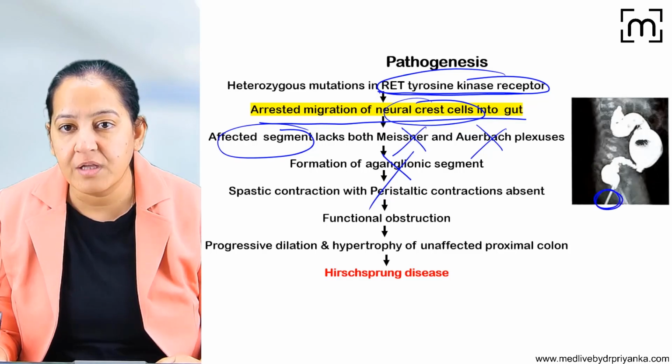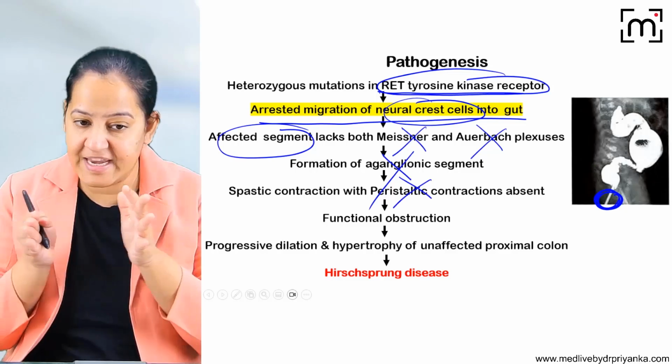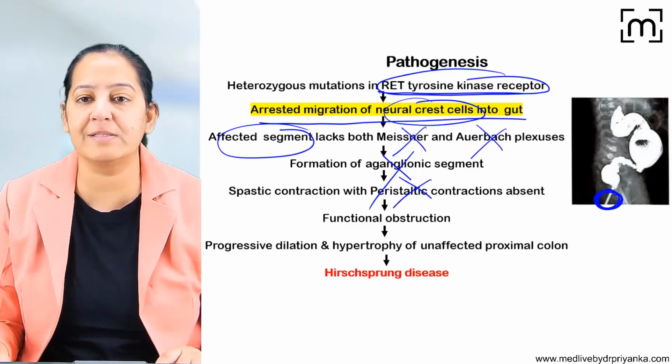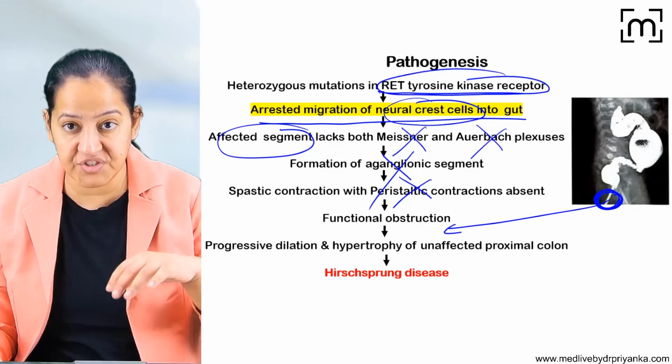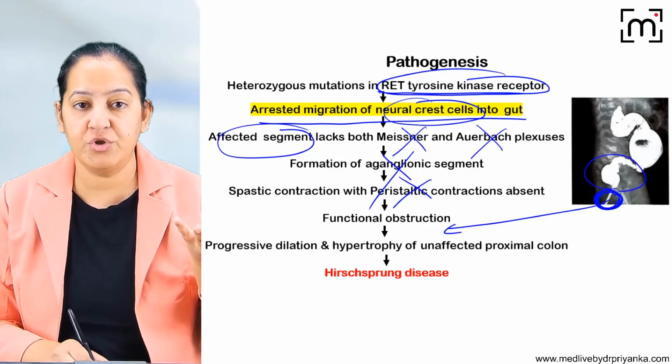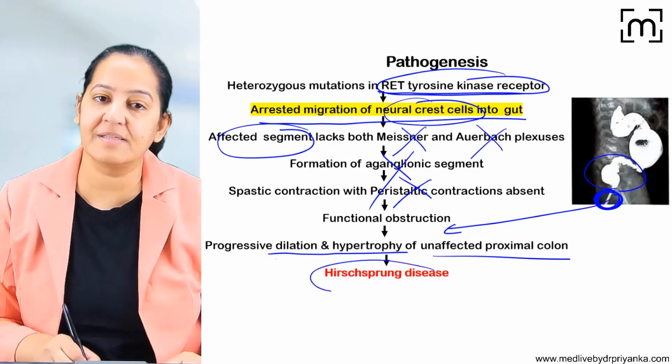Can you see this portion? This portion lacks the ganglion. So there is no peristaltic activity, and it's very narrow. The lumen is very narrow. It looks like a functional obstruction. So the portion of the colon just above that, the unaffected proximal colon, shows progressive dilatation and hypertrophy, and this is Hirschsprung disease.